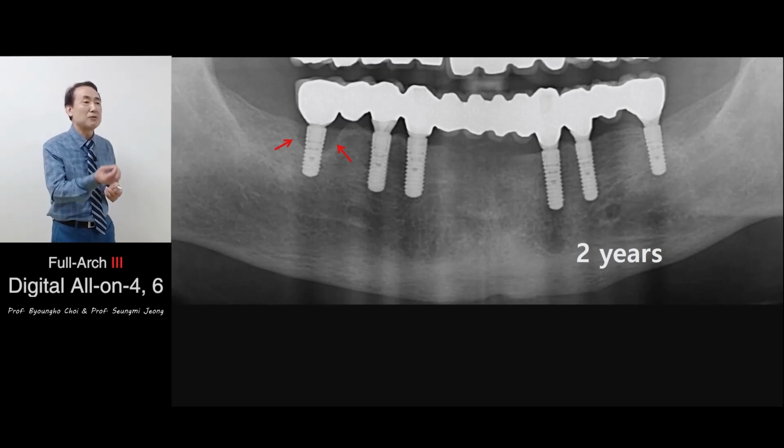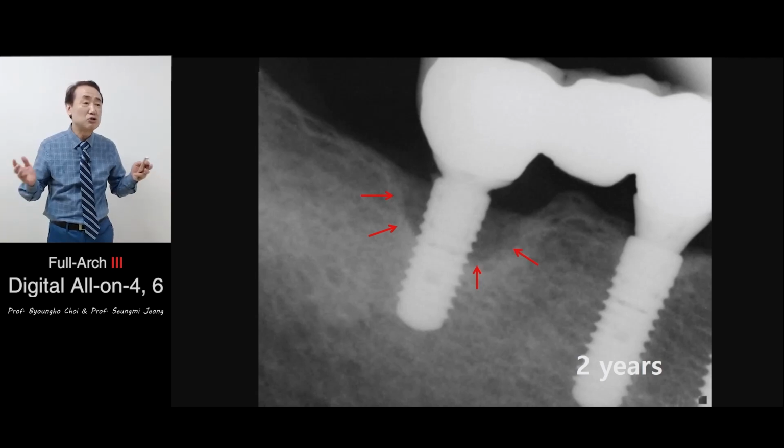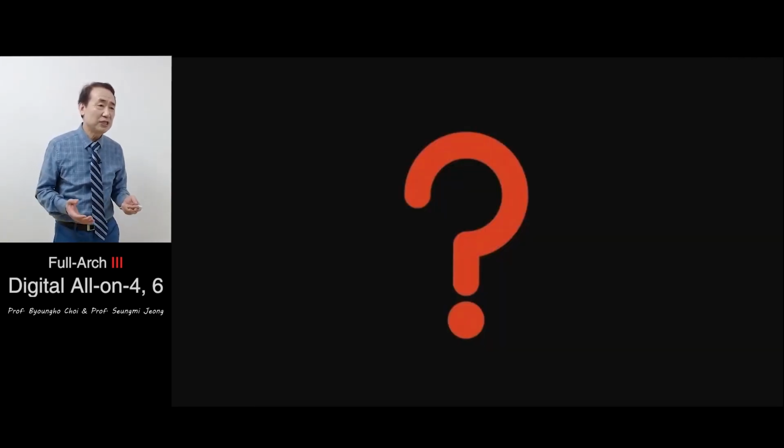Only at one molar implant was there bone loss. Look at that, the bone loss around the molar implant. The other implants had no problems at all. What's the reason for that?